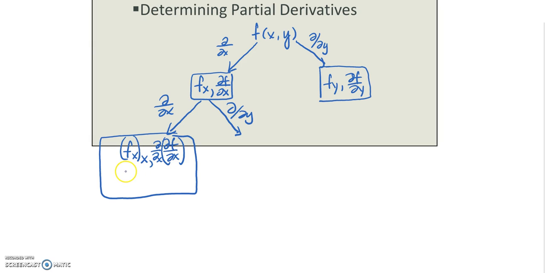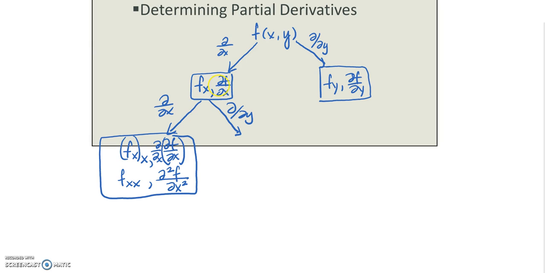If I use the subscript, this would be f sub xx. The first subscript represents the first partial derivative. The second subscript represents the second partial derivative we took. If I use the partial notation, I did a partial derivative twice of f, and both times that partial derivative was with respect to x. So I would write it that way.